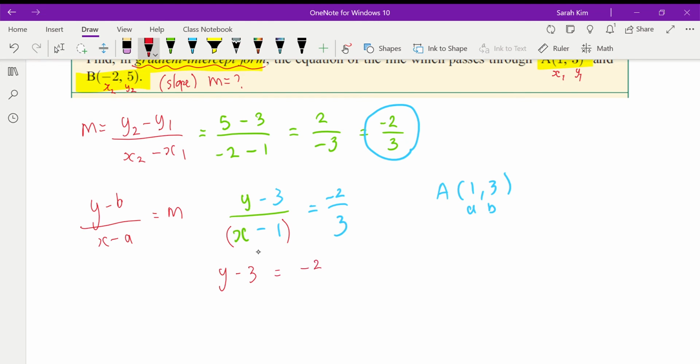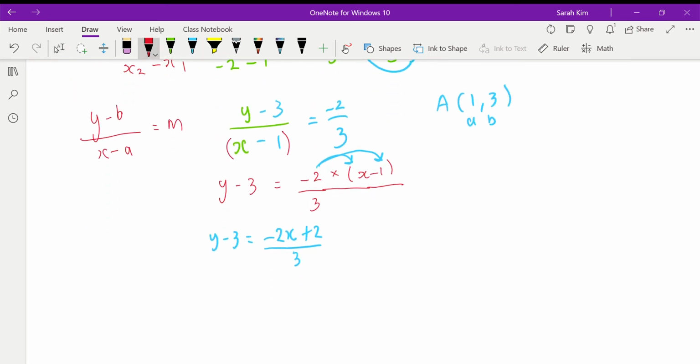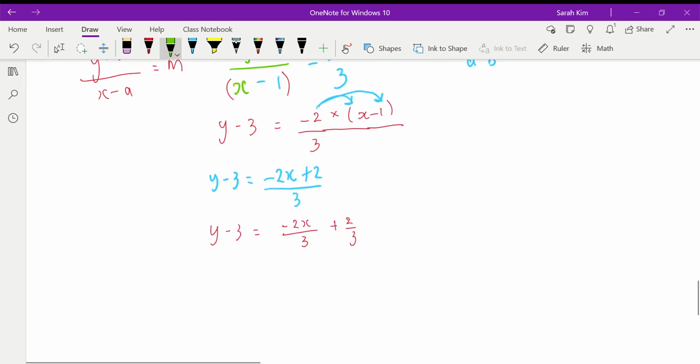So I need to make sure it's times on the other side. So I've got -2/3 times x take 1. Right, what I'm going to do is expand that bracket. So y take 3 equals -2x, and -2 times -1 is +2, all divided by 3. Before I move on, what I might do is split this fraction. So y take 3 is -2x divided by 3 plus 2/3. Remember, I can add fractions. I can also split fractions.